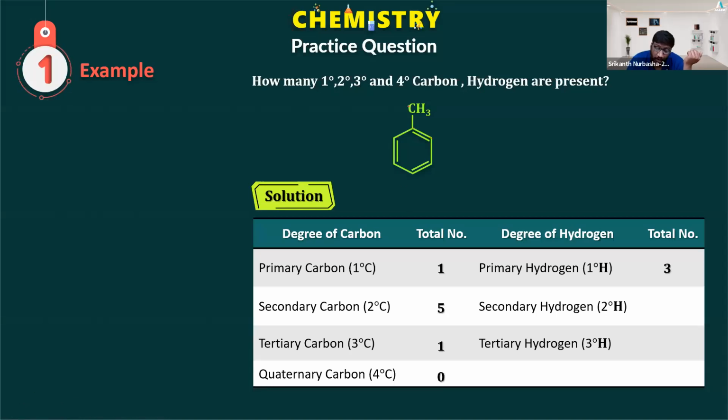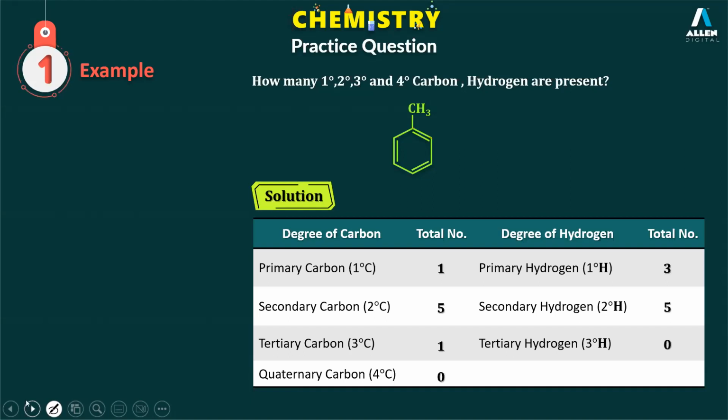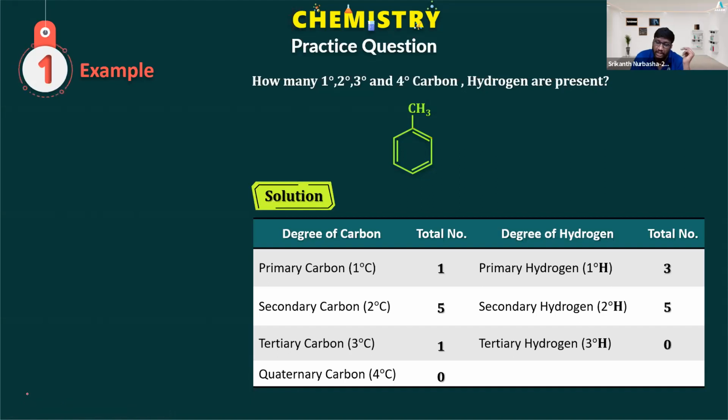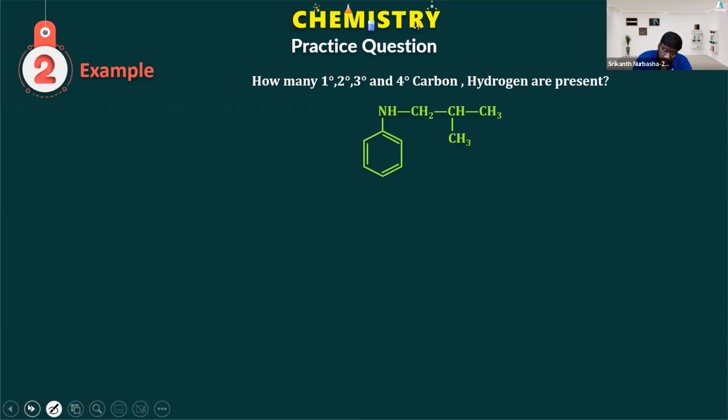Primary hydrogens are the hydrogens connected to the primary carbon, so 3 hydrogens. Every secondary carbon is connected to hydrogen, so the total number of secondary hydrogens is 5. Tertiary hydrogen is 0. And there is no point in quaternary hydrogen, because if there is a quaternary carbon, all the bonds are already carbon-carbon bonds, so hydrogens are not possible. Right? Try to answer this: how many primary, secondary, tertiary, and quaternary carbons and hydrogens are present?